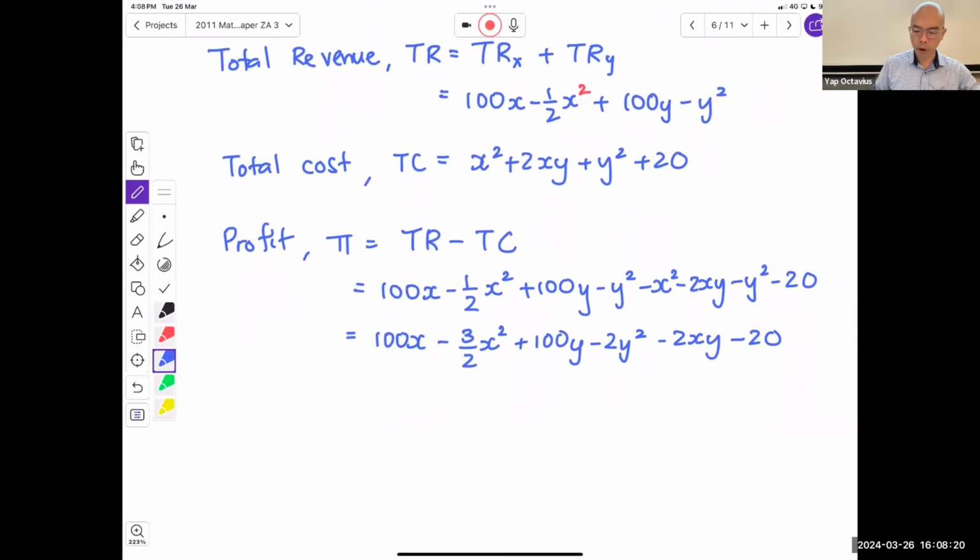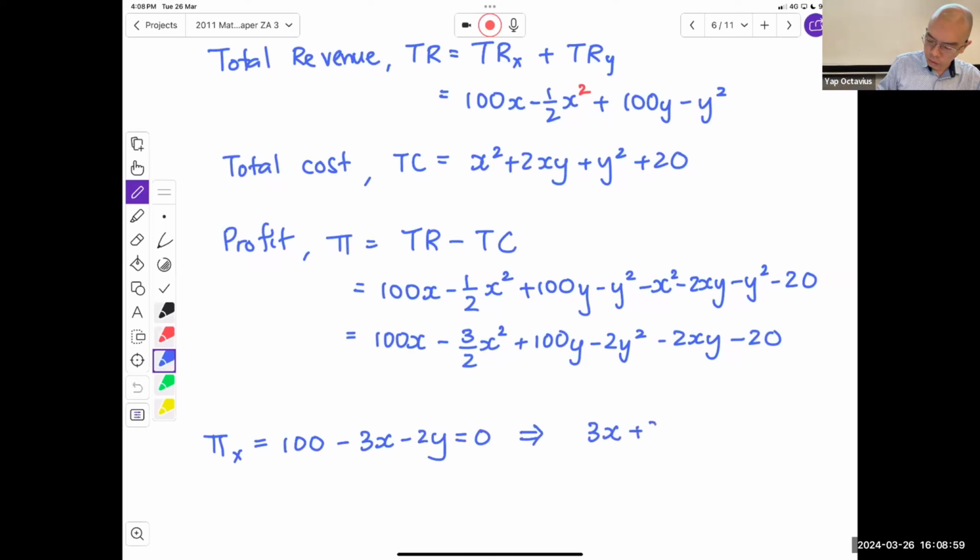Okay, so this should be your profit function. We're going to take a partial derivative with respect to x, then with respect to y. Then we can set them to 0, and then we find, let's see what we get first. X minus 2y. Okay, set this to 0. So we're going to get 3x plus 2y equals 100. So equation 1.